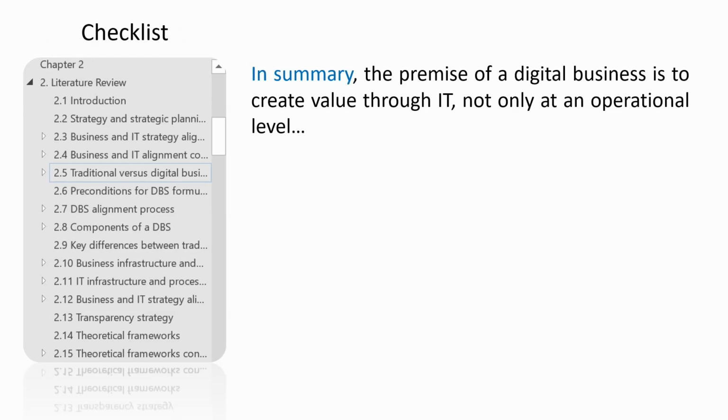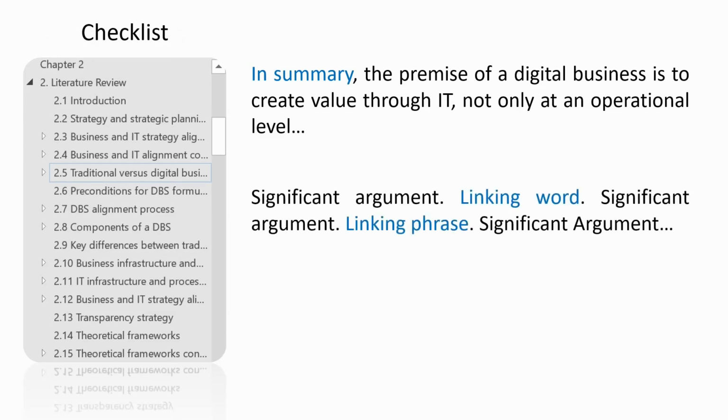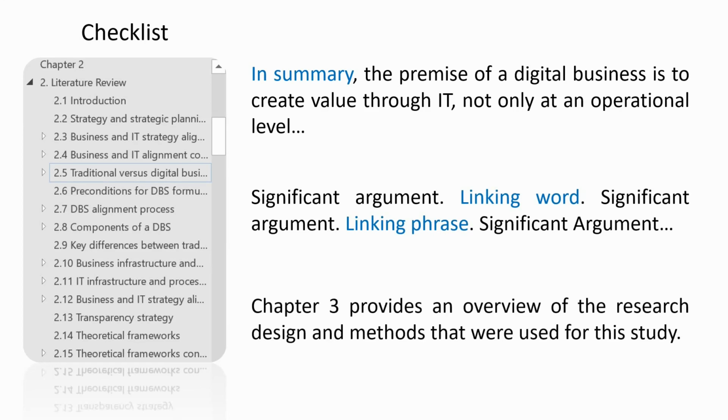Continue this process of highlighting significant arguments based on your checklist. Since we use the example of an entire chapter here, it would be most appropriate to introduce the following chapter as part of your conclusion. By doing this, you are continuing the act of prepping the reader in terms of what's next.